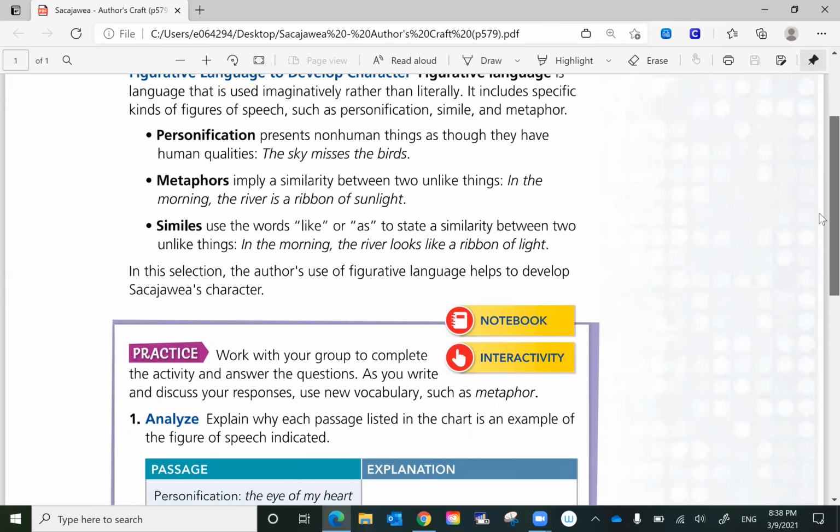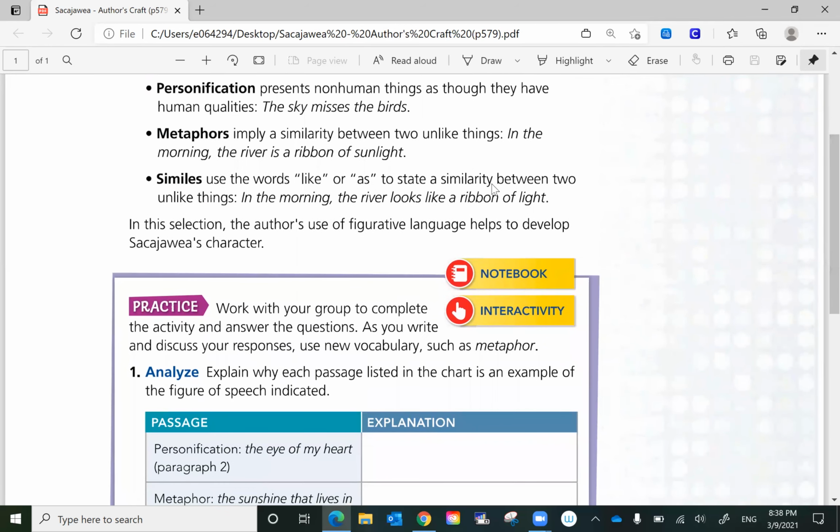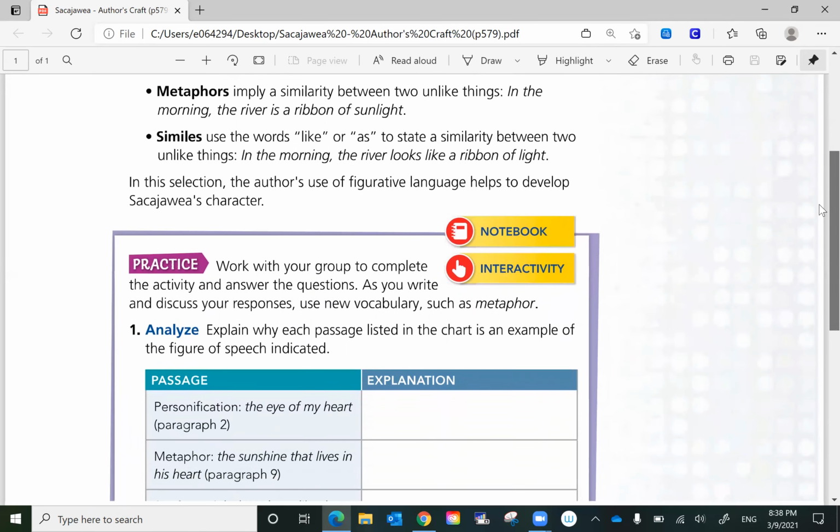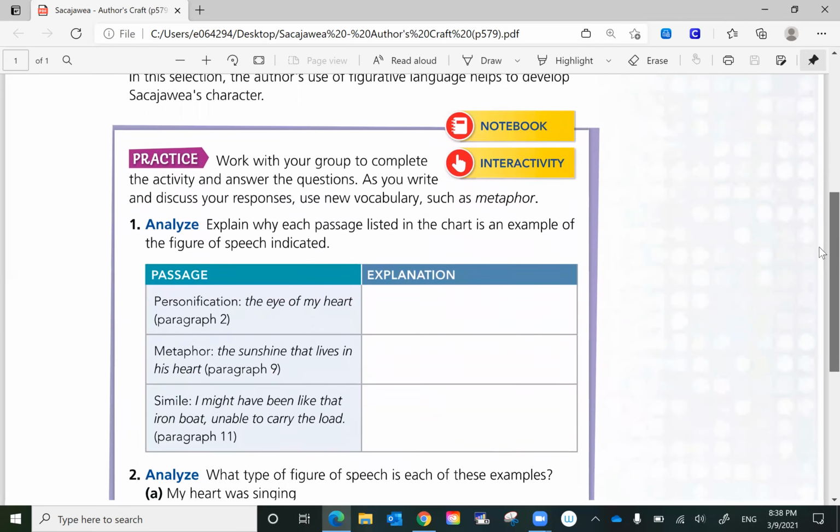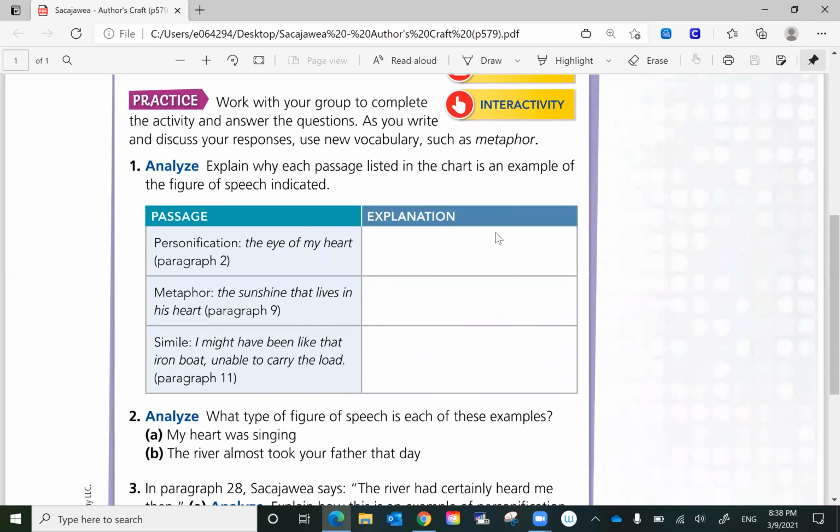So with that in mind, and this is going to be up here for you to see as examples as you go through, let's get with the practice, okay? It says, work with your group to complete the activity and answer the questions. As you write and discuss your responses, use new vocabulary such as metaphor. Okay, so use that academic vocabulary that we have been teaching you guys, okay?